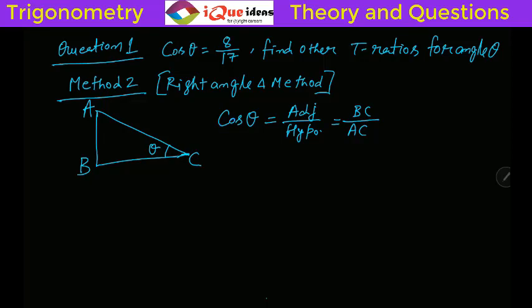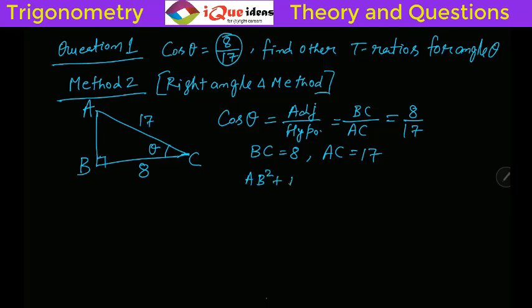And the value of cos theta is given as 8 by 17. So we say that BC upon AC is equal to 8 by 17. So very safely we can take the value of BC as 8 and AC as 17. Now using Pythagoras theorem, that is AB square plus BC square is equal to AC square, from here we can calculate AB square, that is equal to AC square minus BC square.